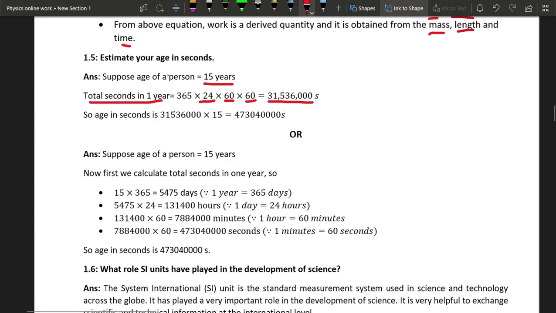But we need to find how many seconds there are in 15 years. So just multiply this number with 15, it will give you the age in seconds. So this will be the answer. This is the age in seconds.